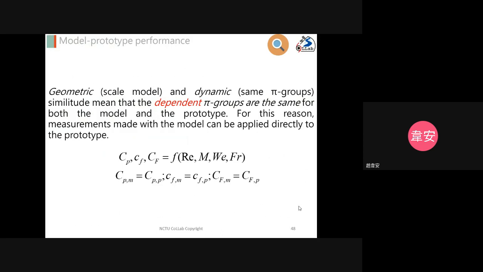This slide just summarizes the ideas. Geometric and dynamic similitude mean that the dependent pi groups are the same for both the model and the prototype. For these reasons, measurements made with the model can be applied directly to the prototype. Equation 2 reminds you, please keep in mind, the left-hand side is the dependent pi group and the right-hand side is the independent pi groups.